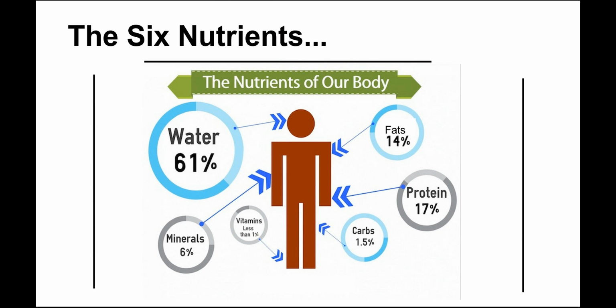The 6 nutrients. As many of you know, foods contain a variety of nutrients. However, depending on the food, we classify them into 6 groups: proteins, carbohydrates, fats, vitamins, minerals, and water. And looking at the picture, water is the highest percentage of nutrient in the body, followed by proteins, fats, minerals, and vitamins. In the next 2 slides, we will discuss these nutrients in more detail.